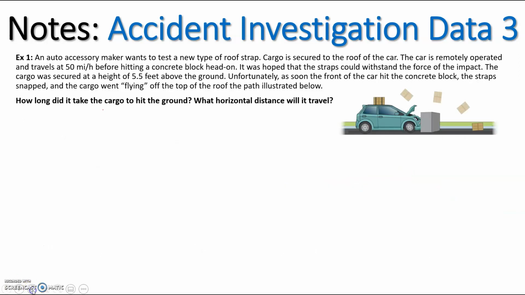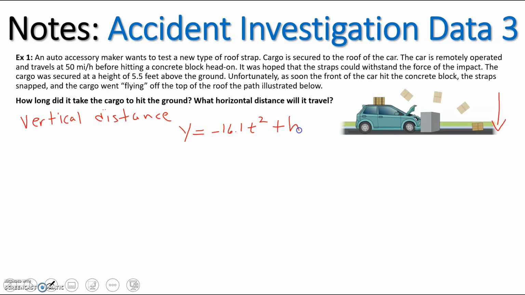All right, using what we know about physics and projectile motion, we're going to start by creating a formula that represents our vertical distance. Now, we know that vertically, the only thing pulling down on this object is gravity. So we know that our formula will be of the form y is equal to negative 16.1 t squared plus h naught, where h naught represents the initial height of this object.